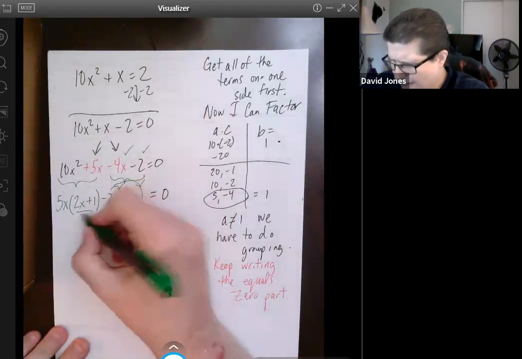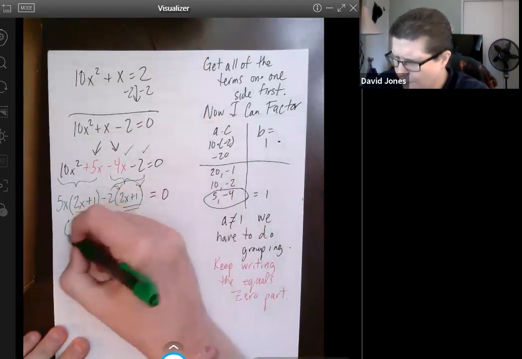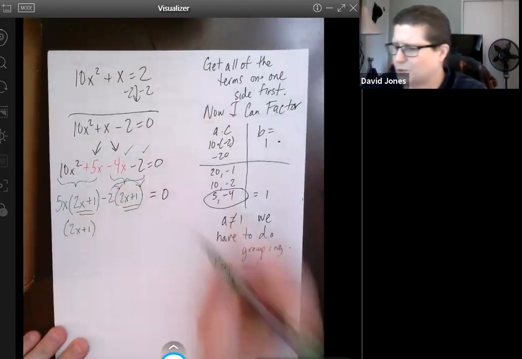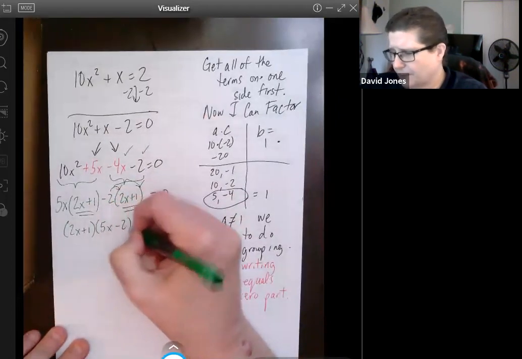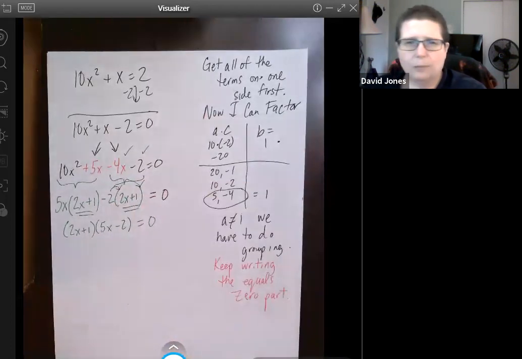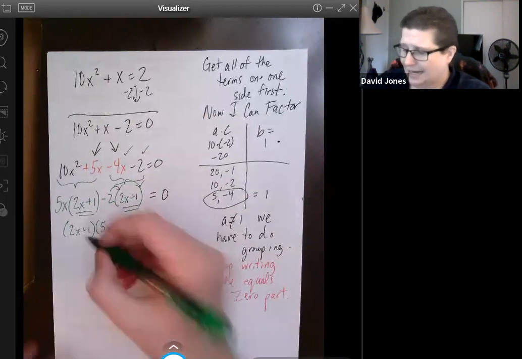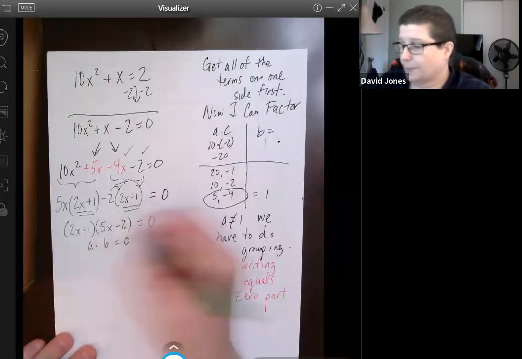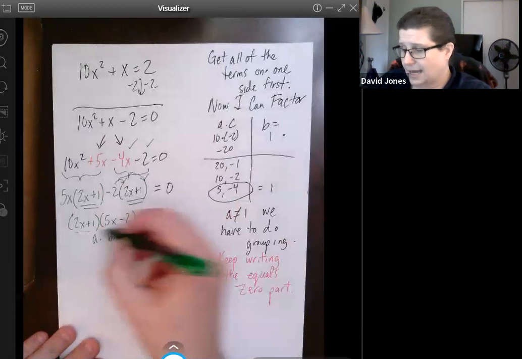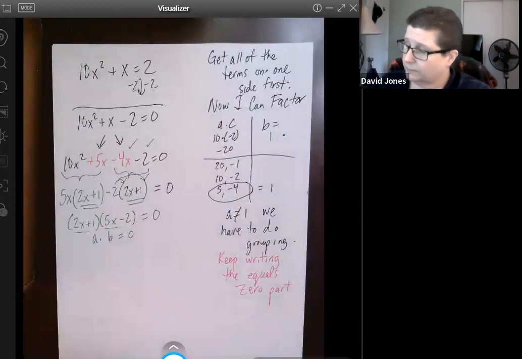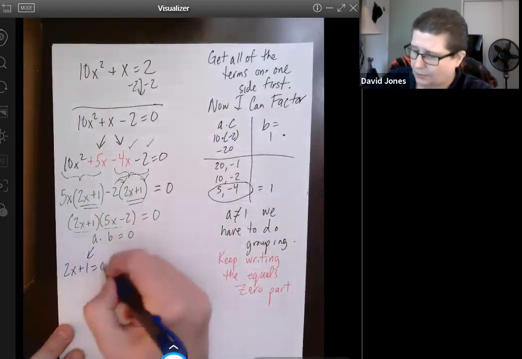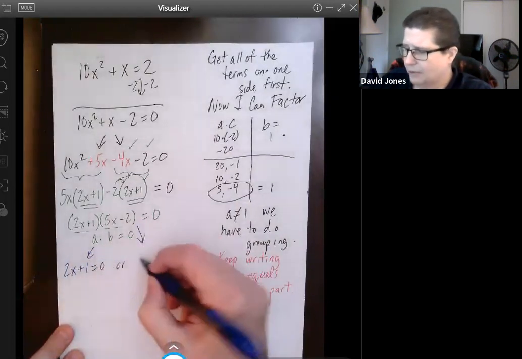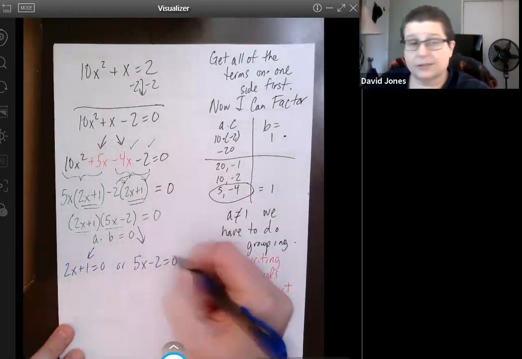Then we have 2x plus 1 on both of them. We can pull that out. That's a common factor between each of those. And that leaves behind a 5x minus 2. We now apply the 0 property rule. I've got a times b equals 0. So either a equals 0, 2x plus 1 equals 0, or b equals 0, 5x minus 2 equals 0.